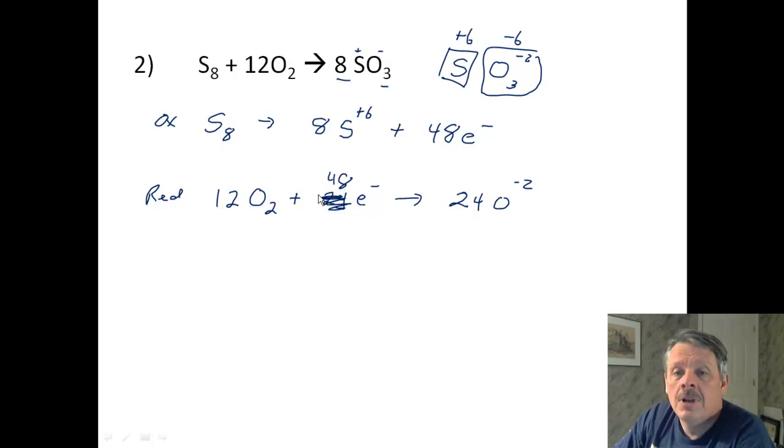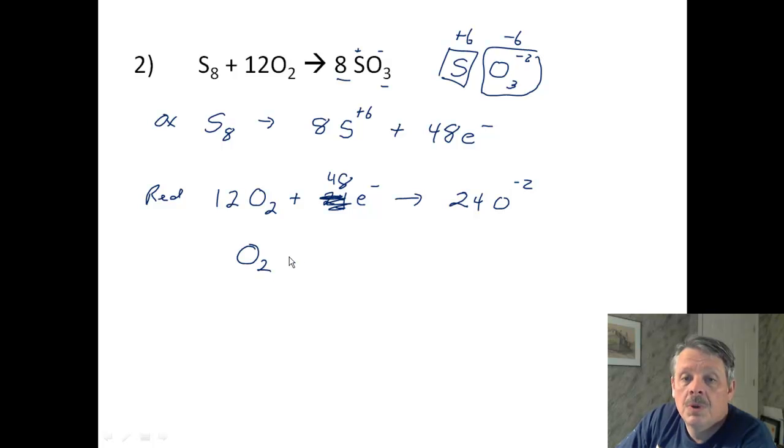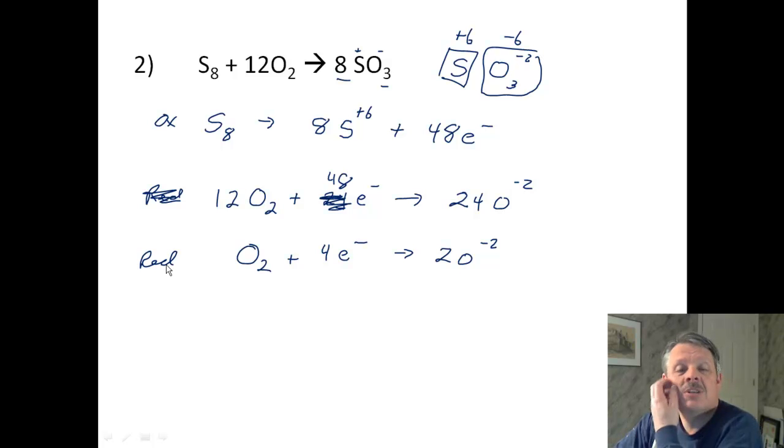Each one of these is divisible by 12. So I divide by 12: this becomes O2 plus 4 electrons, which becomes 2 O's, each with a minus 2. So this is really my reduction half reaction, because it has to be in lowest terms.